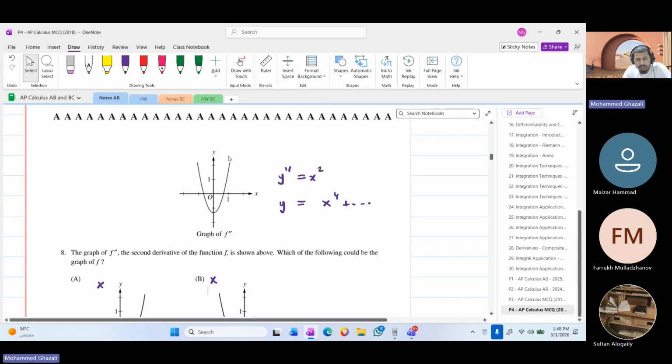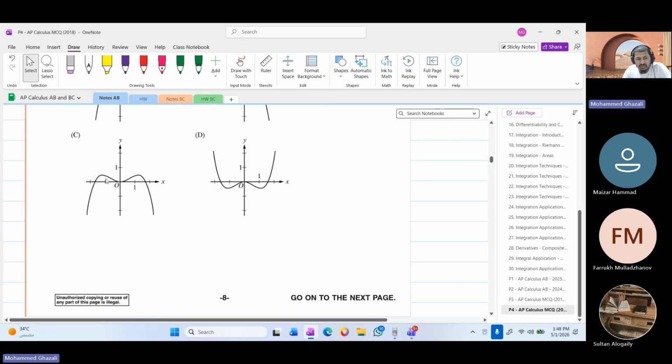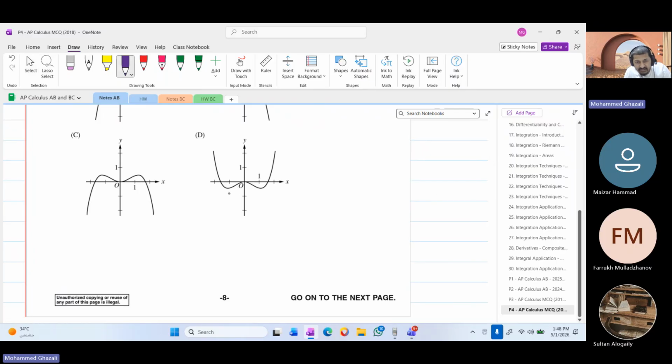Why? Because this is a positive, right? So it will be positive, you can see. So I don't think it's this one. Maybe it's D. But let's observe D and see if it actually works. Let's observe D. Remember, they gave us some points here. So this point over here is -1.